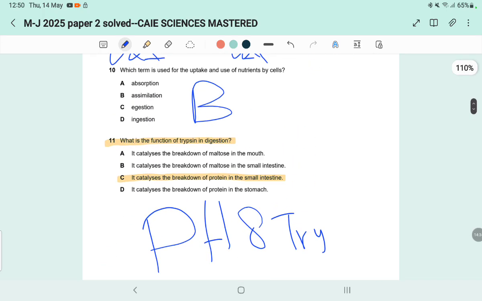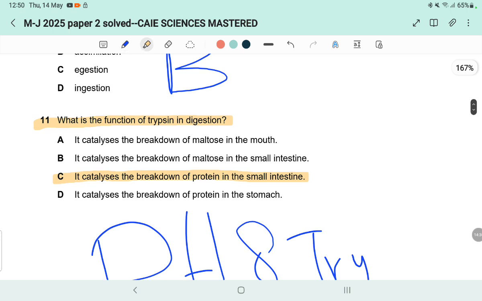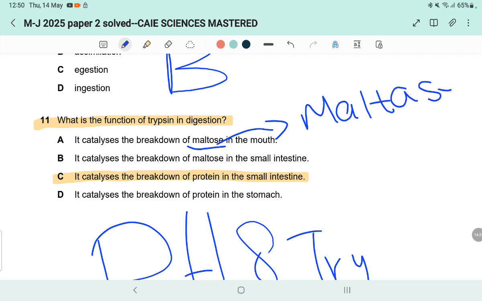And it breaks down protein in the small intestine. Now you will tell me, but why are A, B, and D wrong? Well, I will tell you that maltose is broken down by another enzyme, which is not trypsin, of course. It's broken down by maltase. Maltase catalyzes the breakdown of maltose. Of course, it will be wrong. So A and B are crossed out.